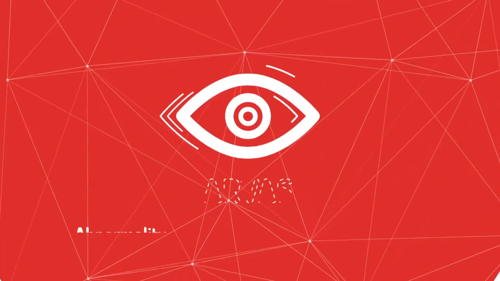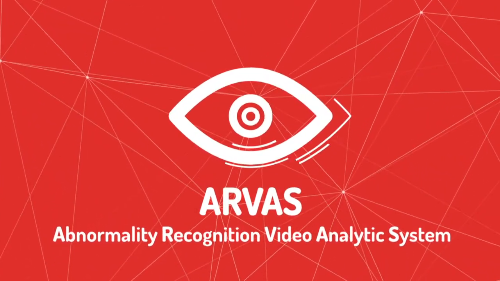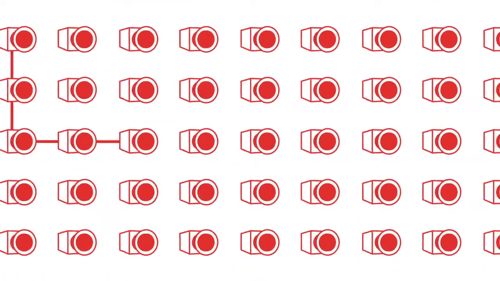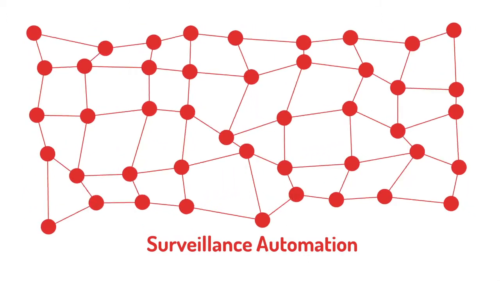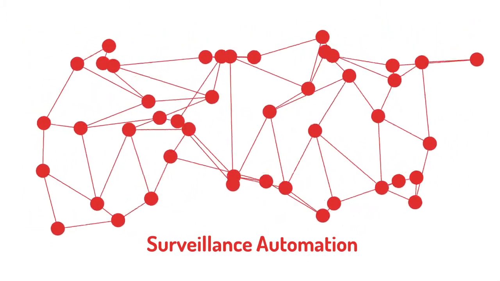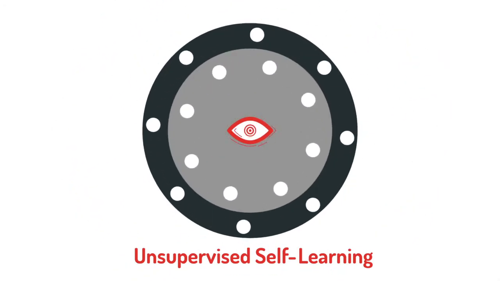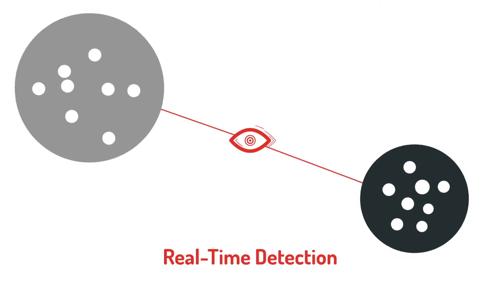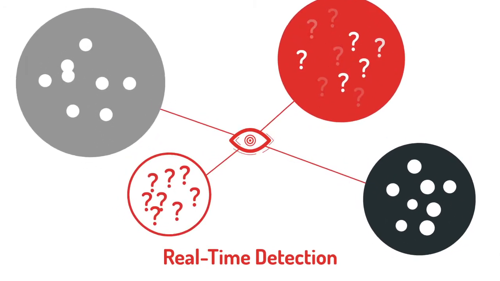To deal with these situations, introducing VI Dimensions' patent-pending Abnormality Recognition Video Analytics System, ARVAS. ARVAS analyzes video data using unsupervised machine learning techniques to uncover patterns and find abnormalities that would otherwise have gone unnoticed. Detection is performed by matching observed activity against learned patterns and discovers hidden patterns and connections. ARVAS analyzes vast amounts of real-time streaming data without requiring any human input.